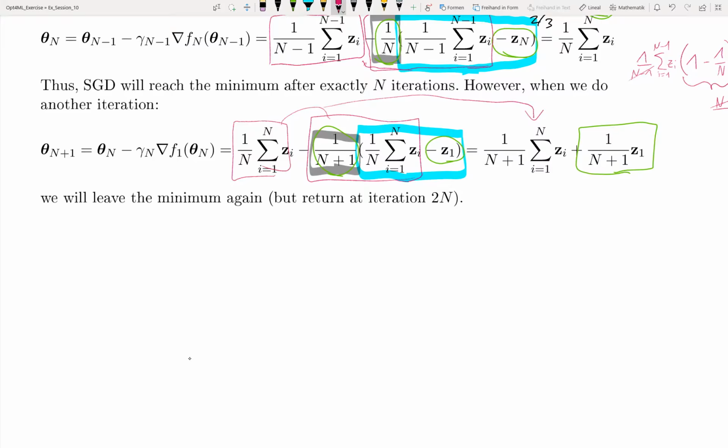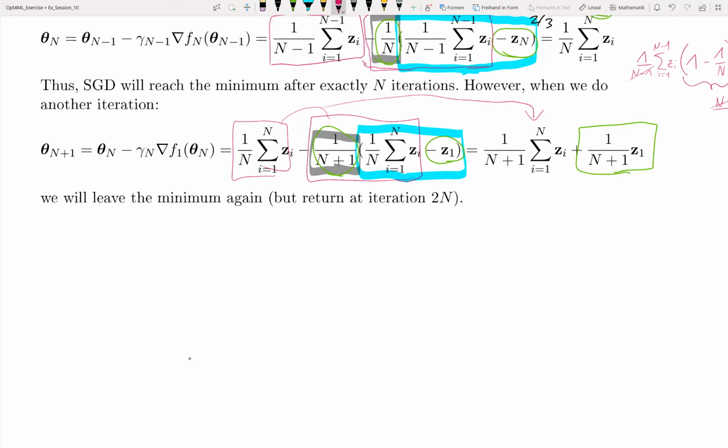So we have left the global minimizer with the next iteration. This is not coinciding with the empirical average anymore. It's something different, can also be very different from the global minimizer. If, for instance, the z1 is quite large, an outlier point, perhaps, not very similar to the other zi's, then this can also be very different.